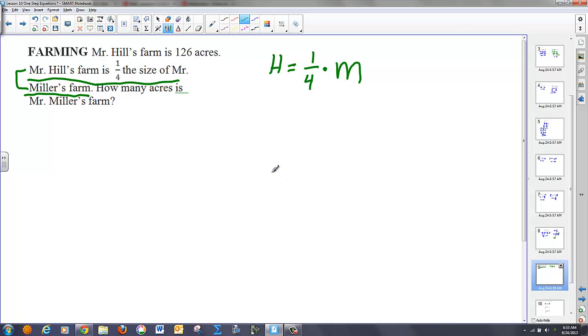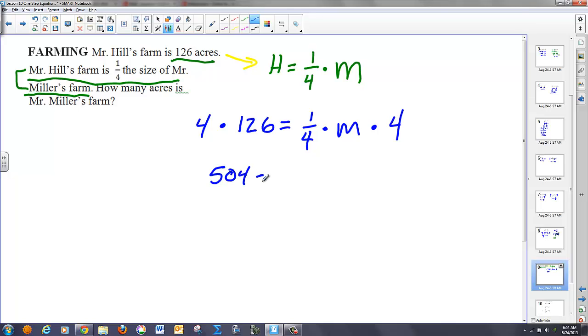This is a relationship that I have, but they tell me that Mr. Hill's farm is 126 acres. So I know that this H value is 126. So I'm going to say 126 is equal to 1/4 times m. And now I would need to isolate that m. In order to make this 1m, I must multiply by the reciprocal of 1/4, which is 4, to both sides of the equation. So multiplying 126 by 4, I'm going to get a total of 504. And that's going to equal the size of Mr. Miller's farm. And let's go with units, acres.